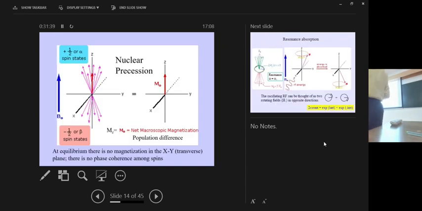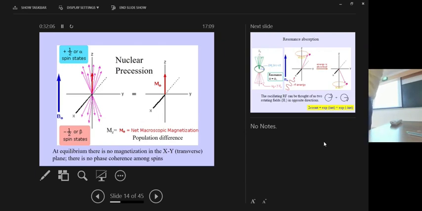Now, another thing that happens when you put these spins in a magnetic field is that they actually precess around this magnetic field, and that is called nuclear precession. They are not stable at one place; they go around because of the interaction with the magnetic field. They precess around the direction of the magnetic field in this cone, and they will all be placed on the surface of the cone because they have a fixed angle. All of them have a fixed angle.